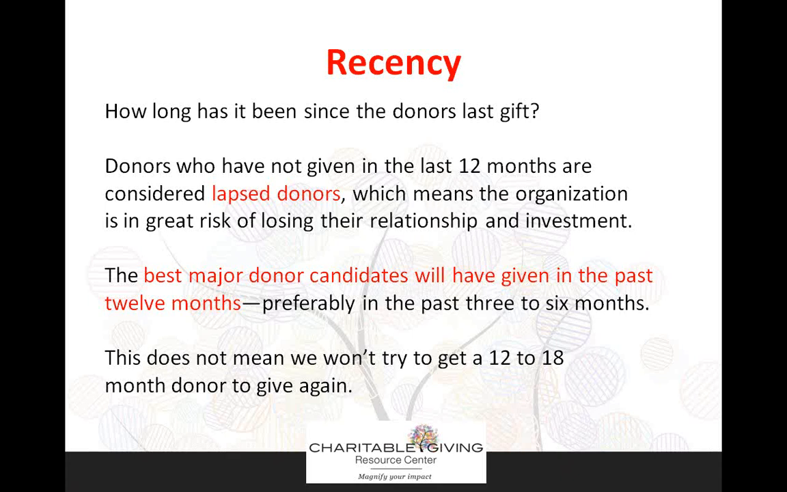to re-engage them. The very best major donor candidates are going to be those people who have given in the past 12 months and preferably in the past 3 to 6 months. Something has happened very recently to cause them to make a gift to you. This doesn't mean you're not going to go after those people where it's been 12 to 18 months, but when we look at the big picture, we're going to look at those who have given most recently to you.